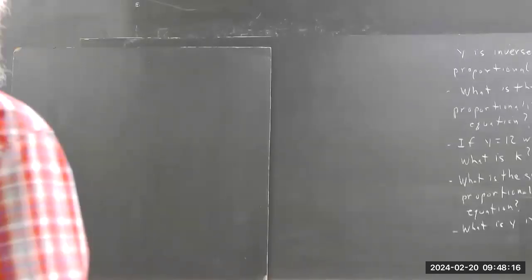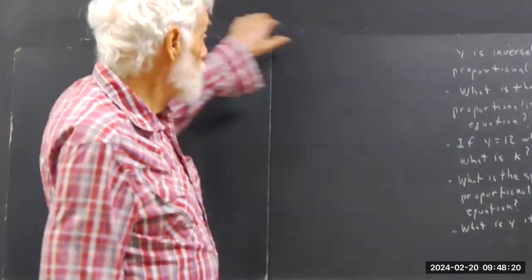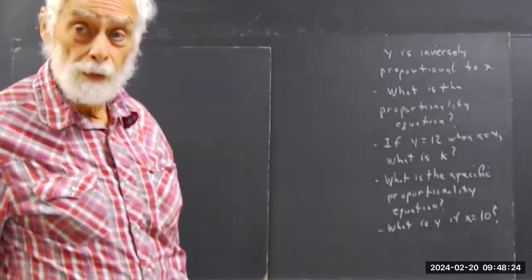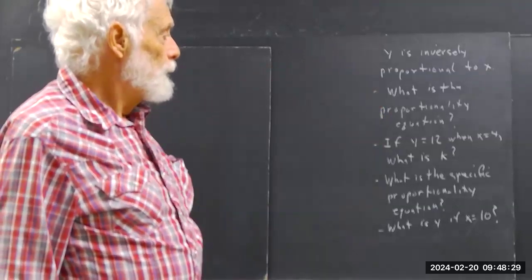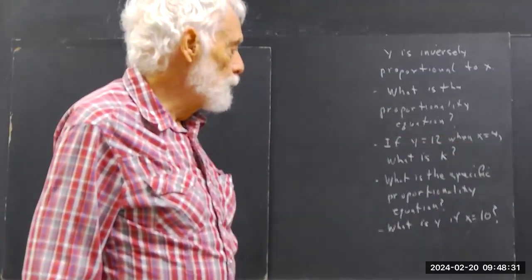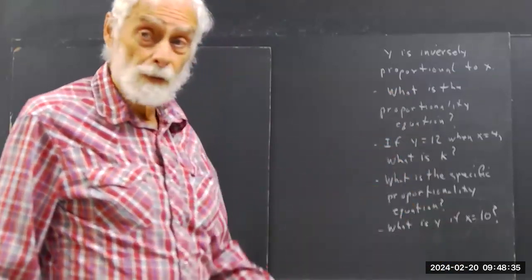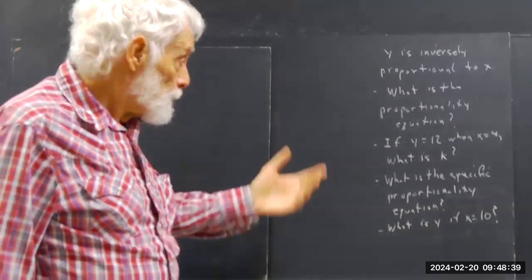Do we have a proportionality problem here? Y is inversely proportional to x. You can't see the whole thing on the screen. Y is inversely proportional to x, and I break it down. I could just say, okay, y is 12 when x equals 4. So what's y if x equals 10? I didn't have to have all the rest of this in here. I'm trying to prompt you, just to see if you follow the prompts.